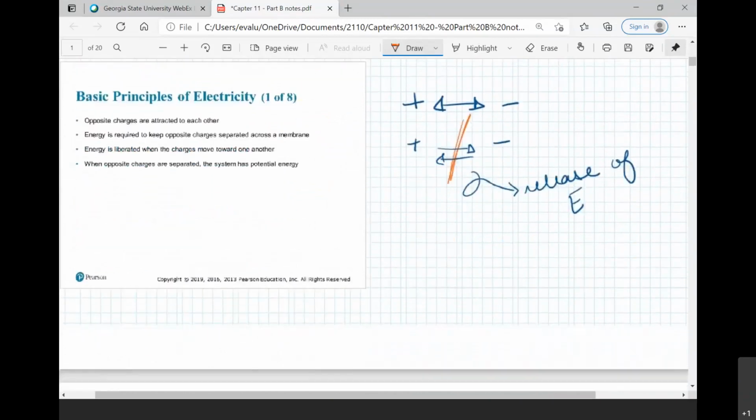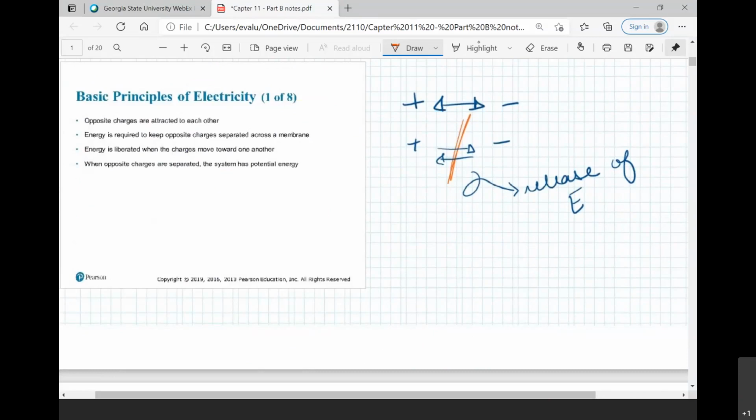So this works because of basic principles of electricity. Positive charges are attracted to negative charges. We have negative and we have positive, and they like to move towards the other. Energy is going to be required to make these charges separate. And the way this is going to work is the separation is going to be across a membrane.